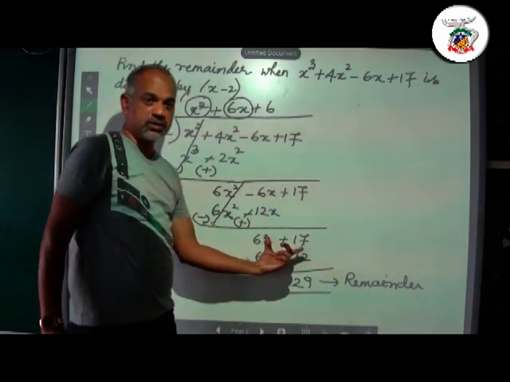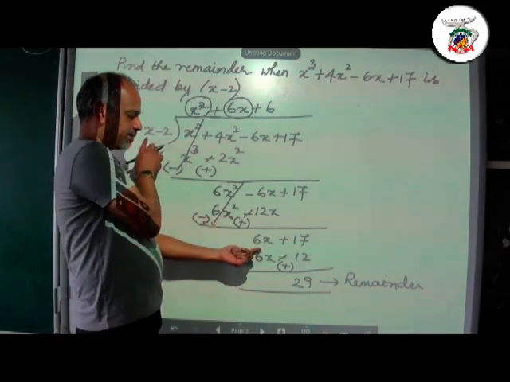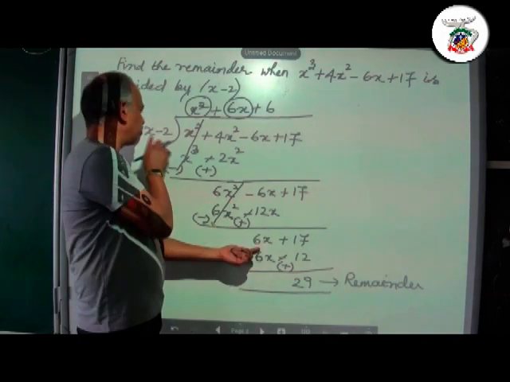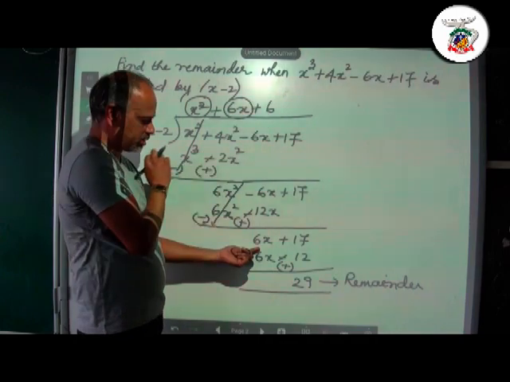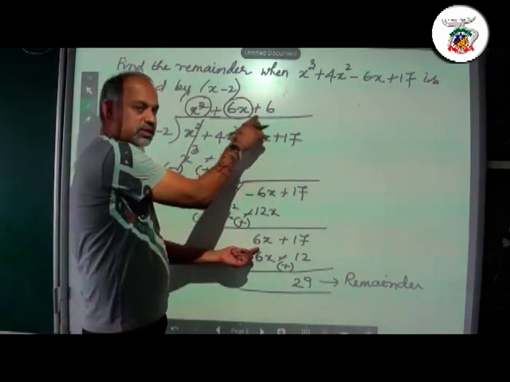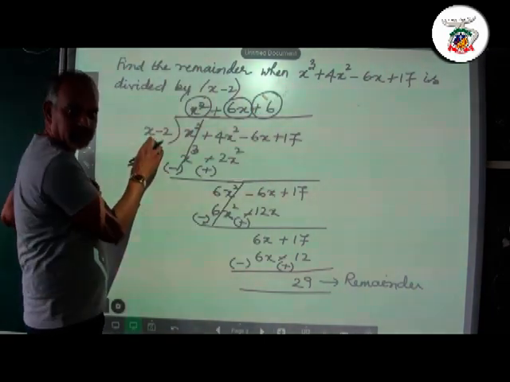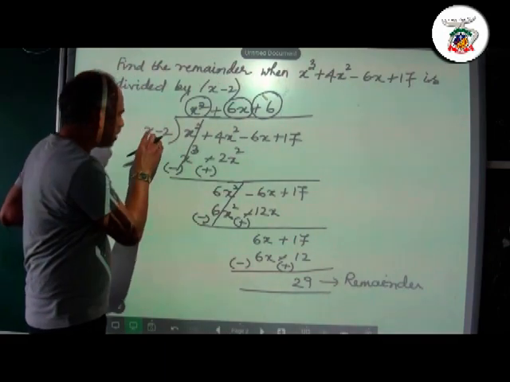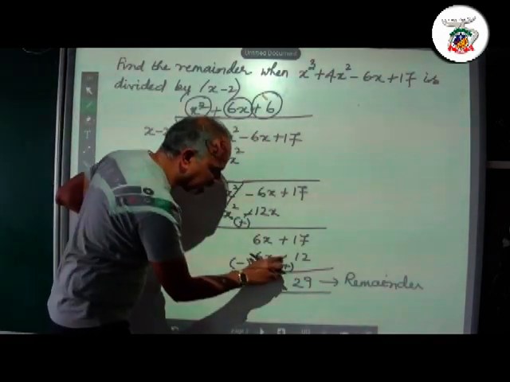Now the third step is, again compare this with this. The first term here is 6x and the first term here is x. You're going to get the third term in your quotient. So x into what will give you the 6x? That will be plus 6. Now multiply this third term with x. So that's plus 6 into x is 6x, and plus 6 into minus 2 is minus 12.